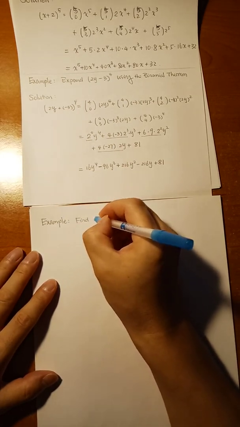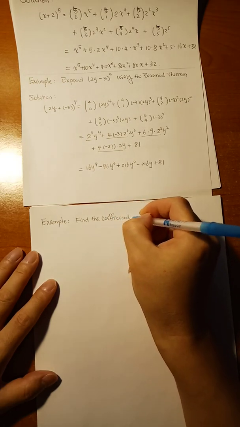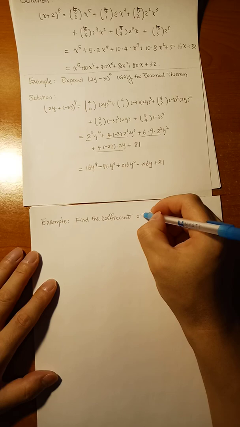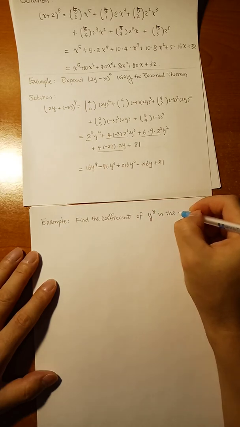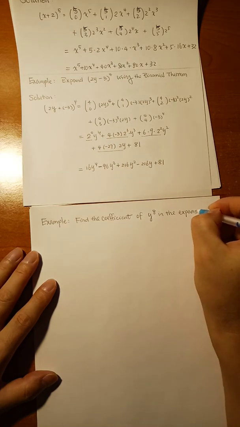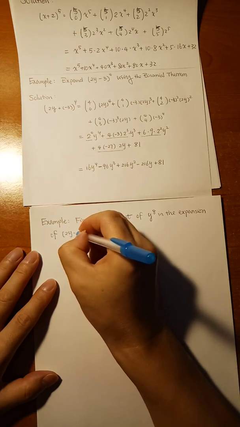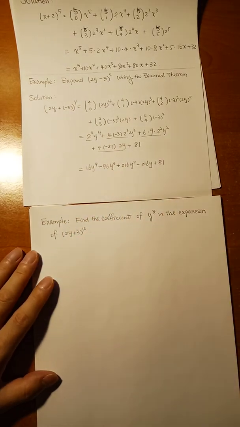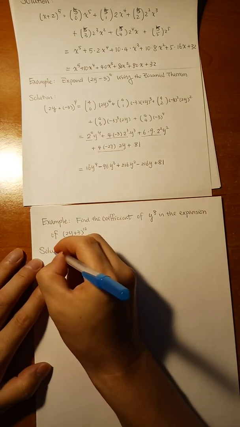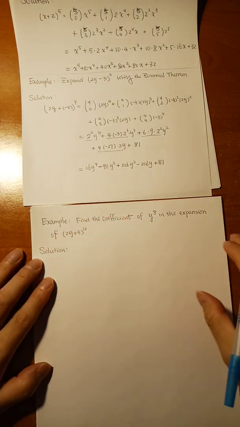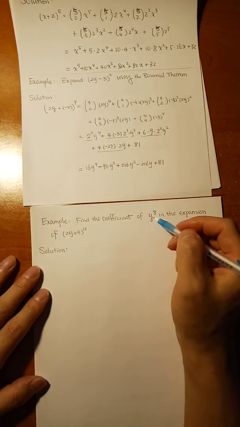Find the coefficient of y to the 8 in the expansion of (2y + 3) to the 10th power. We don't find the complete expansion. We only want to know the coefficient of y to the 8.